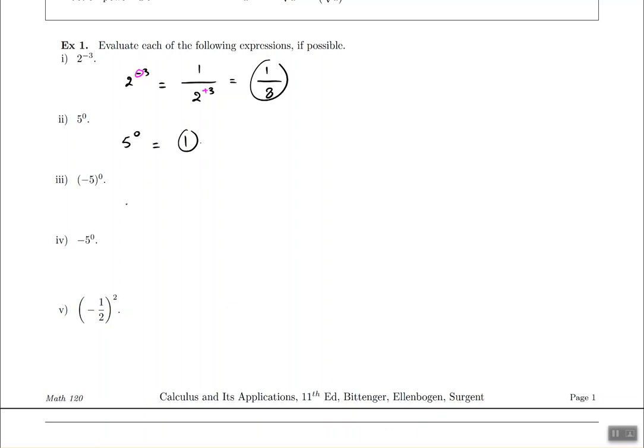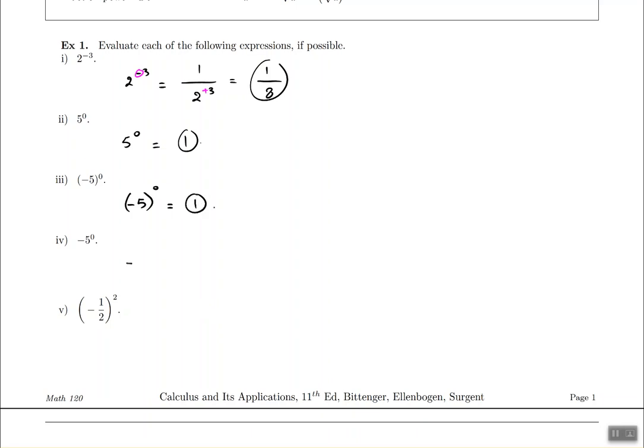This is true even when you have a -5 to the power of 0, where the -5 is within the parentheses. So again, in this particular problem, the negative and the 5 are both raised to the power of 0. So the whole thing just turns out to be a 1, and we're finished.